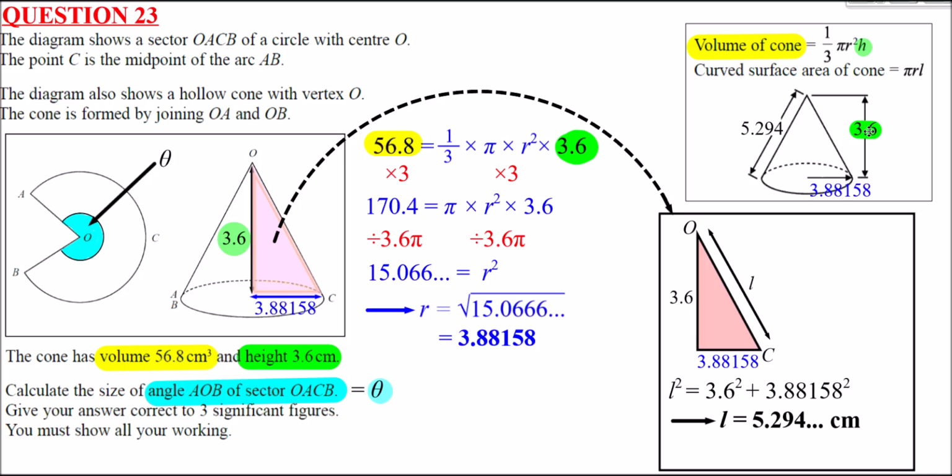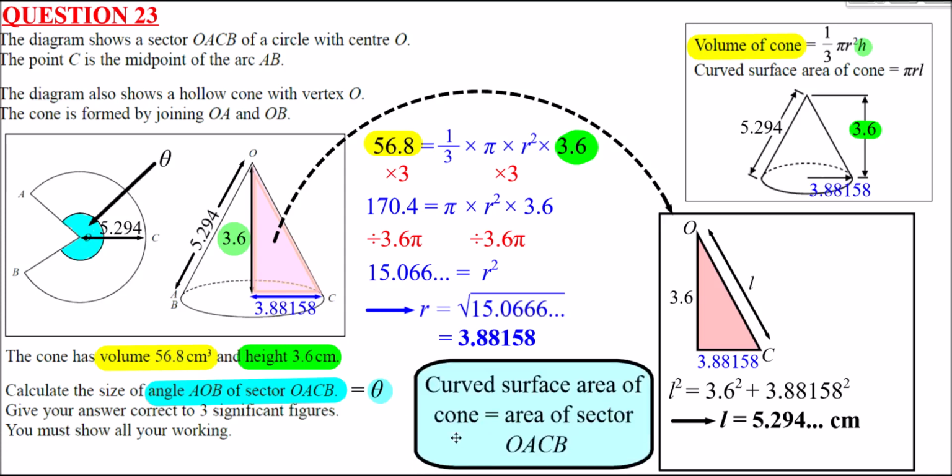Return to what I said earlier, the key insight, that the curved surface area of the cone will be equal to the area of the sector, is what we're going to do next. So just labelling this on now 5.294, and that's the distance from O to B, as you can see. So 5.294, the slant height of the cone, because it goes from O to A or O to C, that's actually the same as the radius of this sector. So I'm going to label on the radius of this one as 5.294. We need to remember that the curved surface area of the cone is going to be equal to the area of that sector OACB.